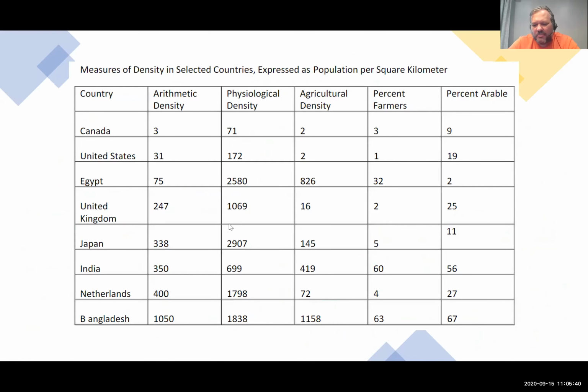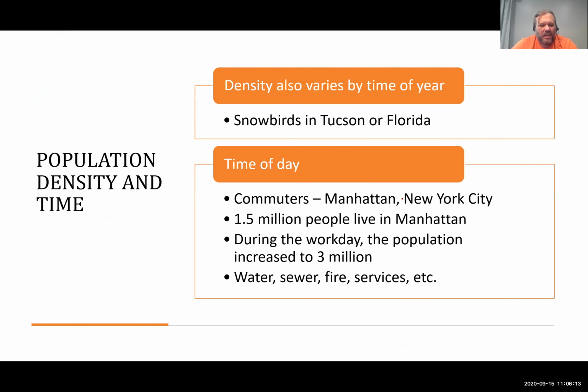You can take a look at this chart. It has arithmetic density, physiological density, and agricultural density. Then it shows the percentage of farmers and the percentage of arable land, and you can start to compare countries. Agricultural density here is 2 for the US and 826 in Egypt. Remember, the higher the number, generally the less developed that country is in terms of agriculture. You could pause this and take a look, but that's the idea. This will show us arable land over here.